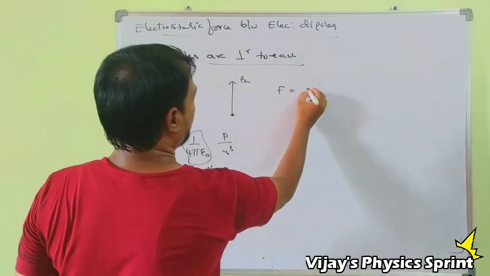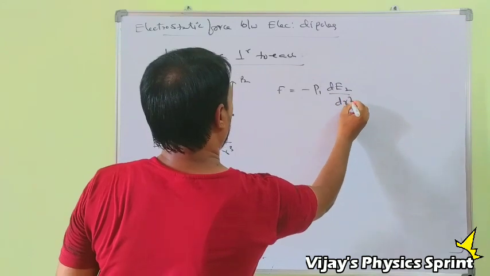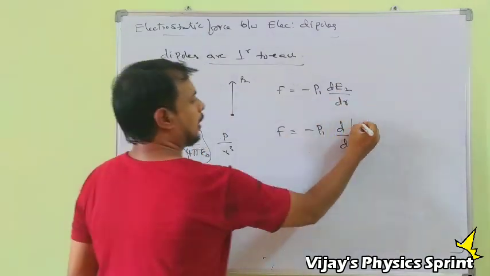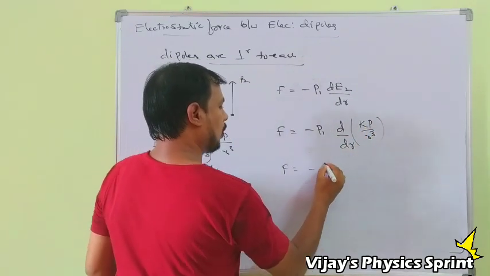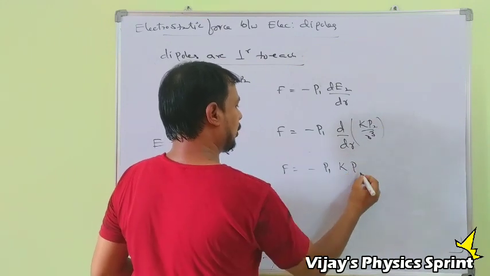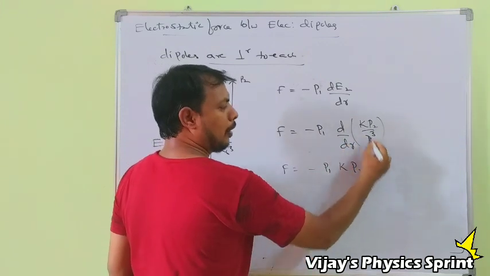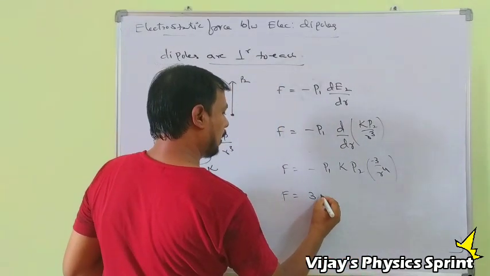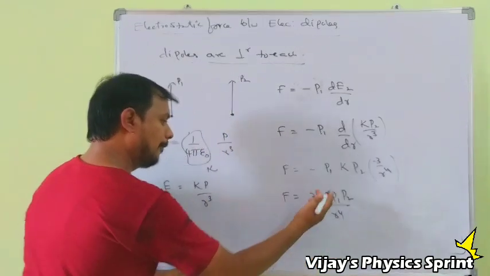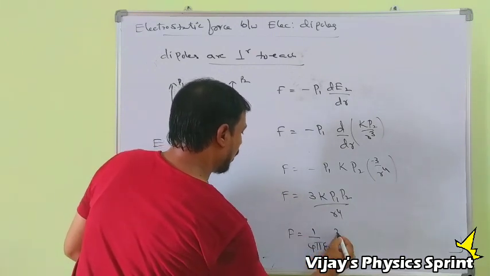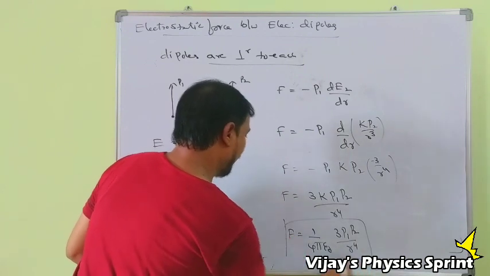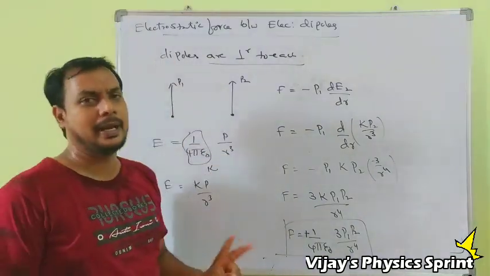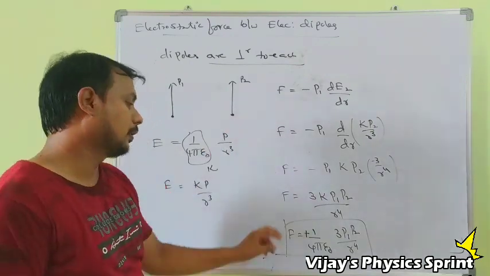Now I am calculating the force: minus P1 dE2 by dr, where E2 is nothing but Kp by R cube. Then F equals minus P1, K is a constant, of course this is P2, and d by dr of 1 by R power 3 is minus 3 R power minus 4. Multiplying, the force is equal to 3 K P1 P2 by R power 4. Now substituting the K value, 1 by 4 pi epsilon naught, 3 P1 P2 by R power 4. This is the repulsion force, so we get the plus sign for the repulsion force. When they are along the same line, the attraction force is 6 P1 P2 by R power 4, and here it is 3 P1 P2 by R power 4.